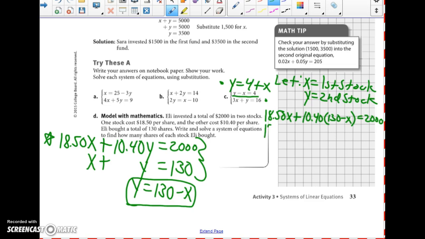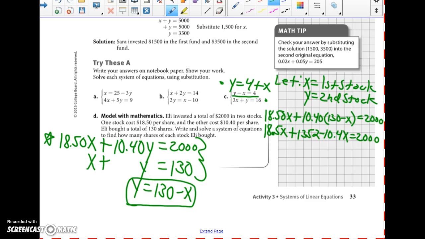So we're going to get, I'm going to make this 18.50 into 18.5 just to save some space. Let's drop the 0 off, right? So 18.5x. Okay, now how much is 10.40 times 130? 1352? Okay, so plus 1352. Now how much is 10.40 times negative x? Yeah, negative 10.40x. Negative 10.4x equals 2,000, right? There you go.